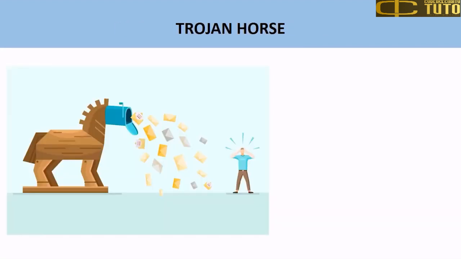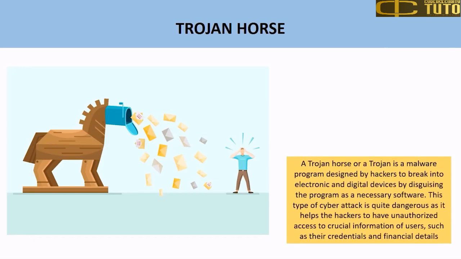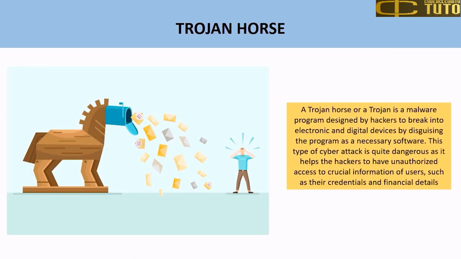We will now discuss the next type of cyber attack called the Trojan horse. A Trojan horse, or a Trojan, is a malware program designed by hackers to break into electronic and digital devices by disguising the program as necessary software. This type of cyber attack is quite dangerous as it helps the hackers to have unauthorized access to crucial information of users, such as their credentials and financial details.